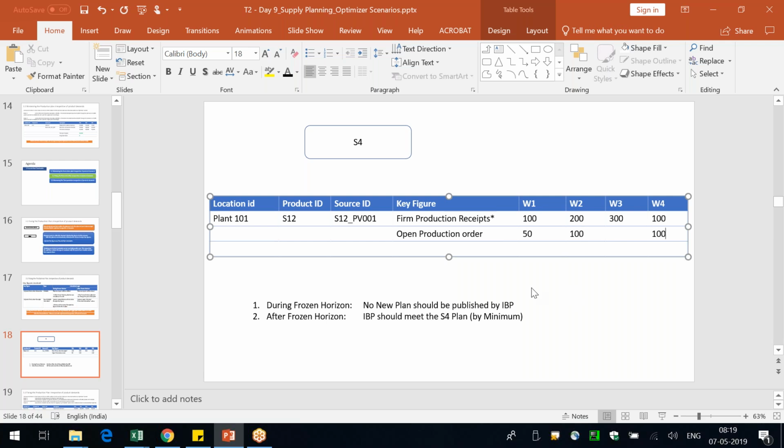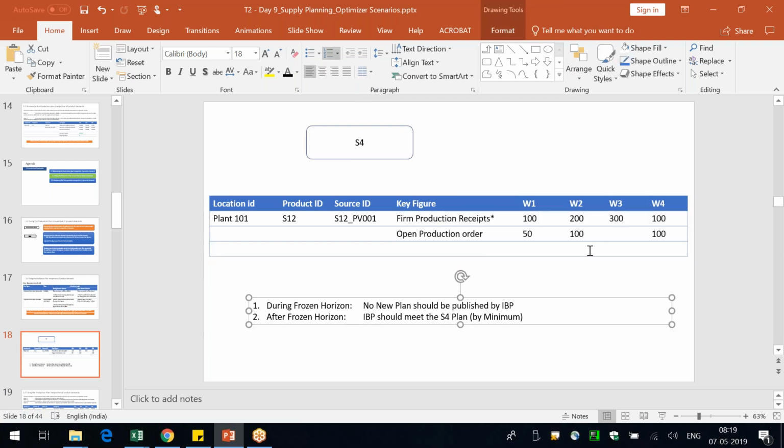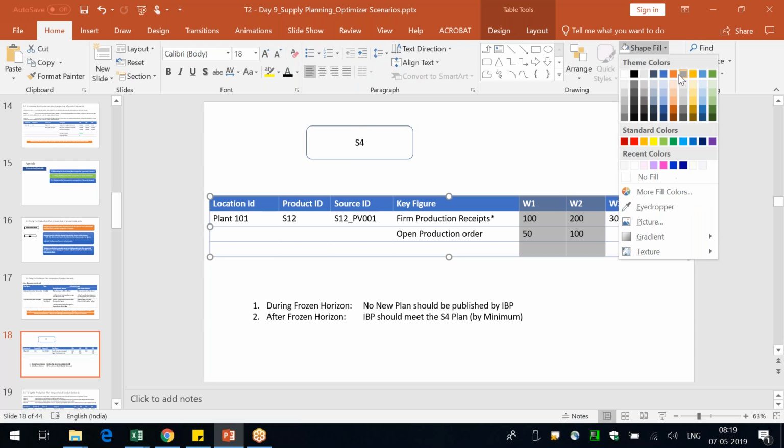So this is a plan, the S4 plan. It's a scheduled plan. This is not a planned order, guys. This is a firmed one, and this is an open production order that has already been done in S4, and then we brought it through the interface. Then every day we bring that S4 plan into IBP, so that the IBP supply plan will respect this. Let's say that this is a frozen horizon.